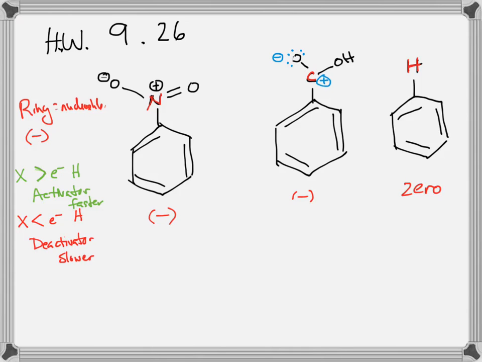So as far as our rankings go, which of these reacts the fastest? Hydrogen. Our hydrogen one has to react the fastest. It may not be fast, but it's faster than the other two because the other two are deactivated. So now what we have to decide is which of these is more deactivated. Which one is taking electrons away more than the other?